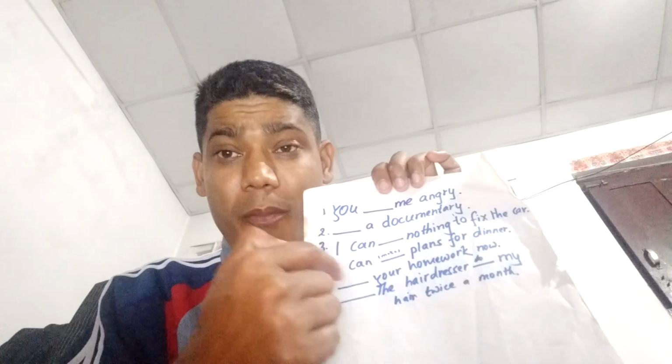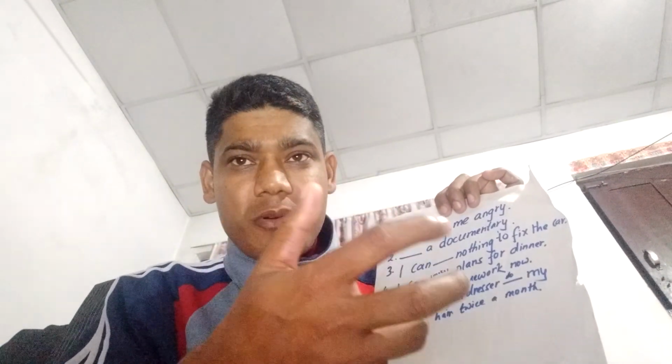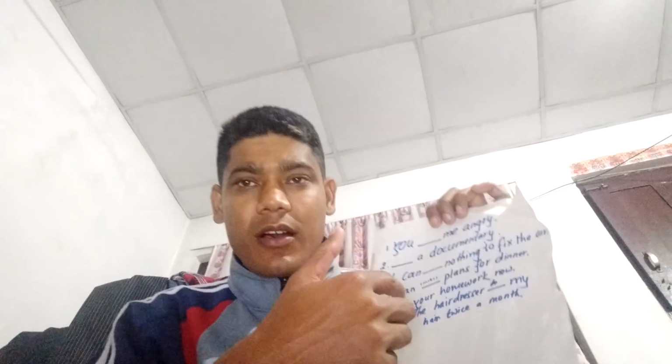Your homework now, as I have already told you. What is the answer? Do your homework now. The hairdresser. Do my hair twice a month, because this is a task, this is a core, this is an activity. So lastly, let me tell you that do is used for action, activity, core task. And make is used to show construction, creating, building, or expression.